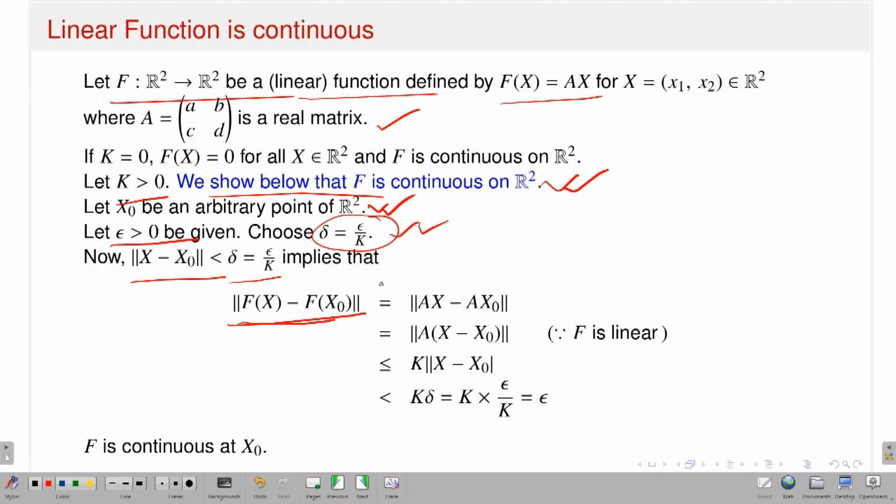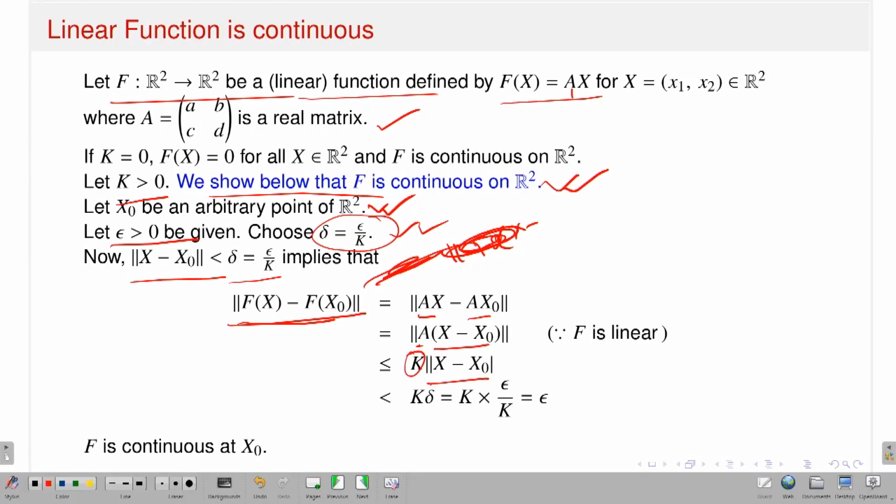So, this norm, since f is linear, is the norm of f of x minus f of x naught. Now, f of x I know is Ax, that is why I have written Ax, and f of x naught is A x naught. Now, A is a matrix, so that means it is linear. Therefore, I can take A common, which gives x minus x naught. Now, in my last slide, I proved that the norm of Ax is dominated by k times the norm of x. So, therefore, this is k times the norm of x minus x naught.